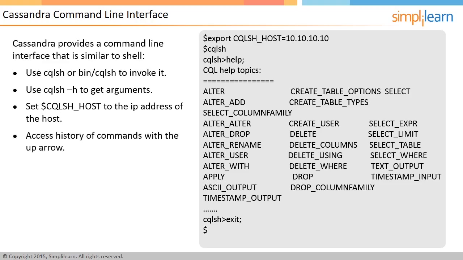Within CQLSH, you can access the history of commands with the up arrow. Most commands have elaborate help available, and you can access it using the help command within Cassandra. You can exit the shell using the exit command. Note that you need to terminate each command with a semicolon. The image shows how to run CQLSH and also depicts the sample output from CQLSH.